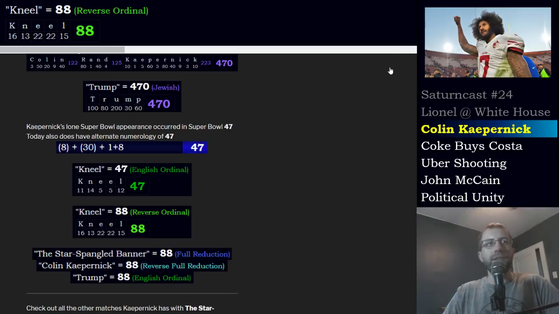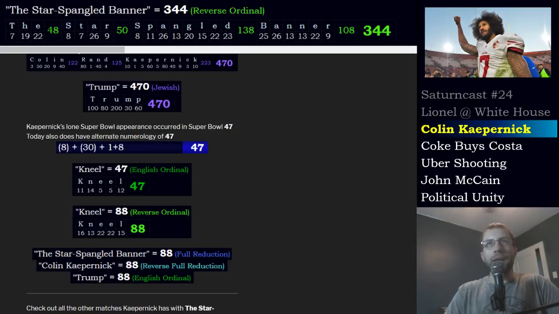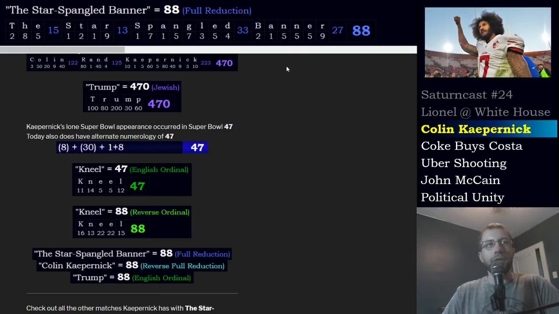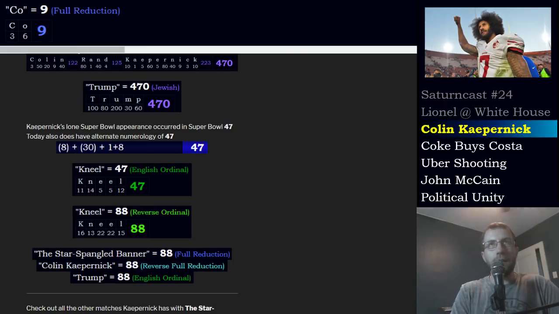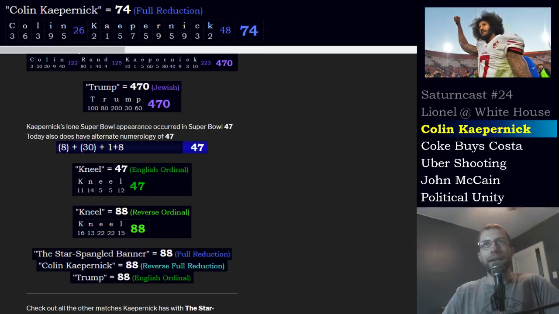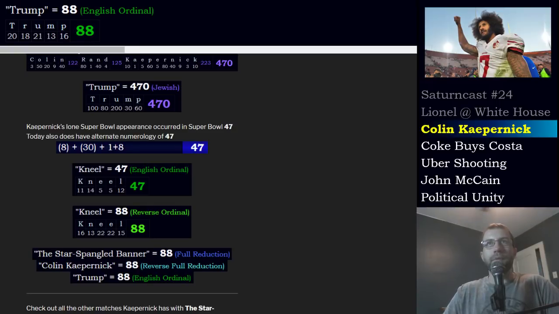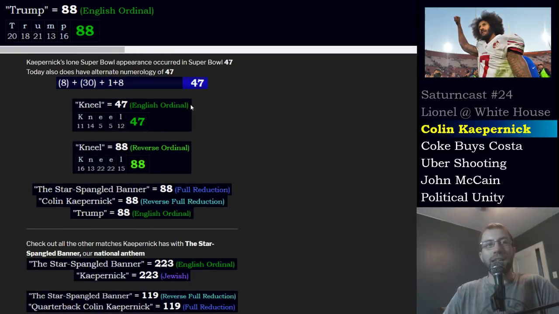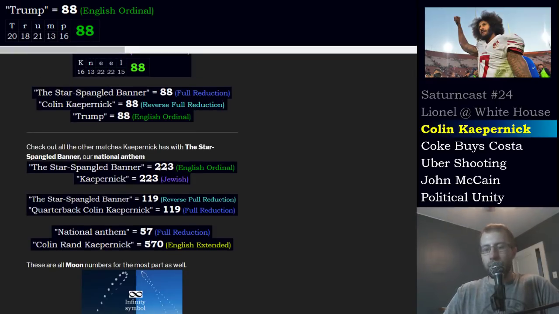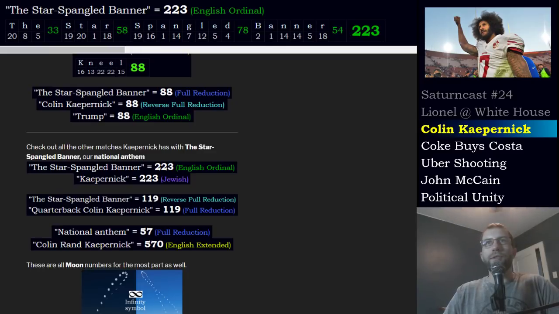If you reverse the alphabetic order, kneel equals 88. The Star-Spangled Banner in reduction equals 88. And this is a battle between Colin Kaepernick, 88 reverse reduction, and Donald Trump. The name Trump equals 88 ordinal. There's more to this as well.